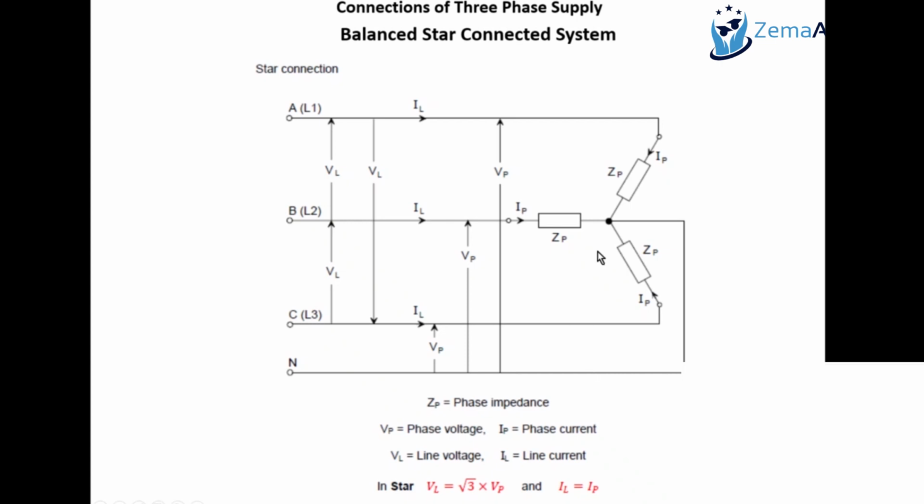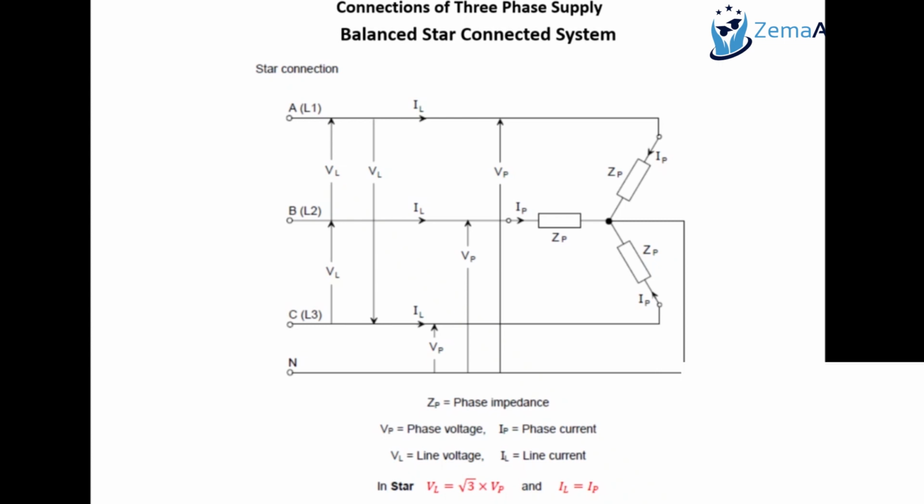So in the star connection, you have three separate impedances. We call it ZP. Now you might be thinking why these all are the same. ZP is the phase impedance and all three impedances are the same. If all impedances are the same, that means the star connected system is balanced. But if all three impedances are different, or any one of them is different, it is called an unbalanced system.